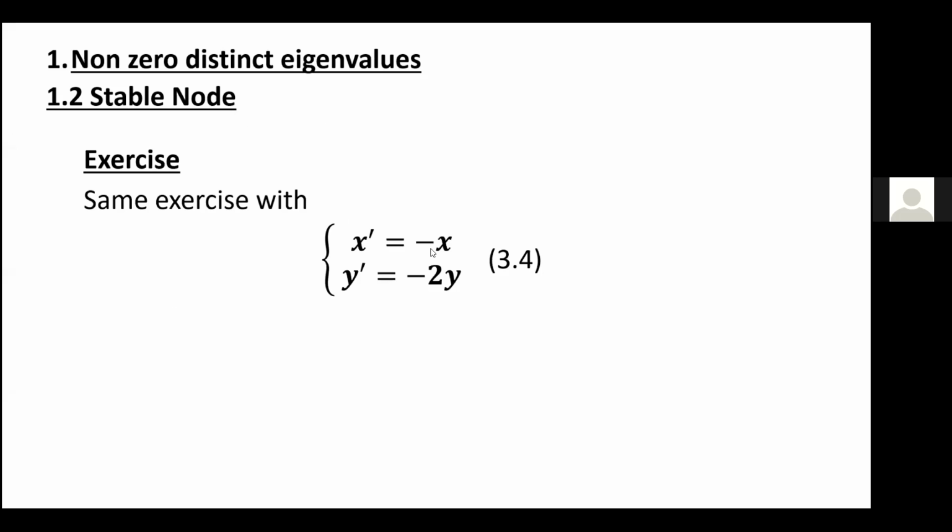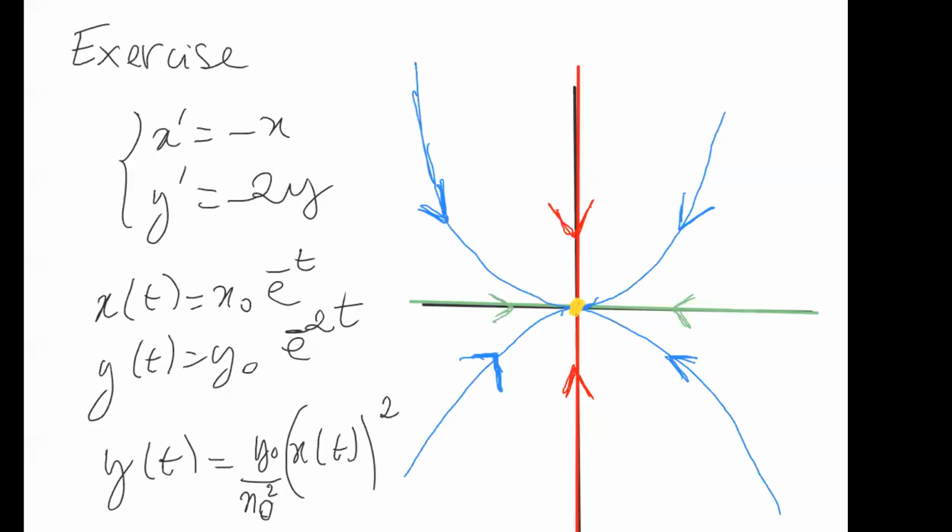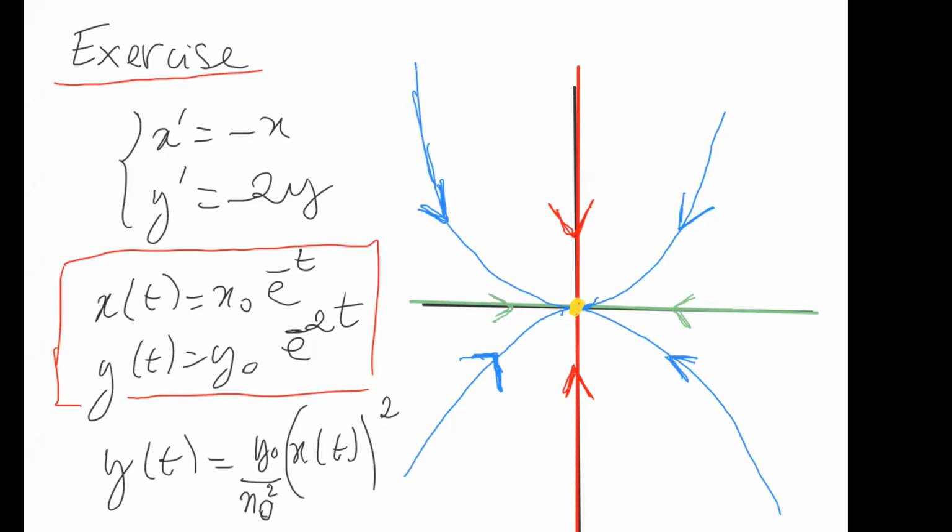So next you can solve this exercise. So in this case, the solutions are explicitly given by that. And in order to represent it here, which again is a rare event, you can explicitly write y as a function of x if x0 is not 0, right?